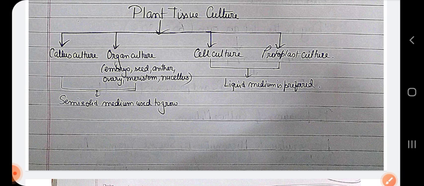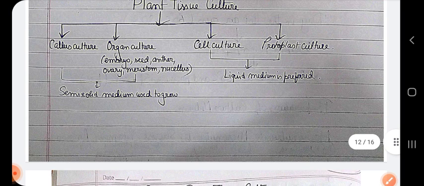In the case of cell culture, individual cells are used. They are observed microscopically. They are obtained from the explant source or callus source, and these cultures are carried out in dispersion medium, that means a medium containing liquid culture.